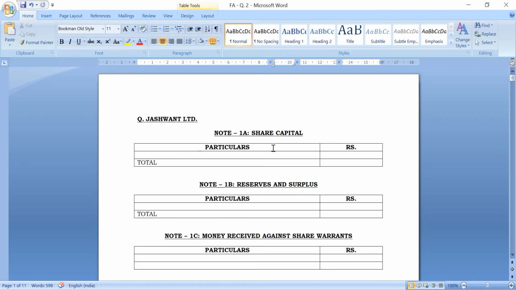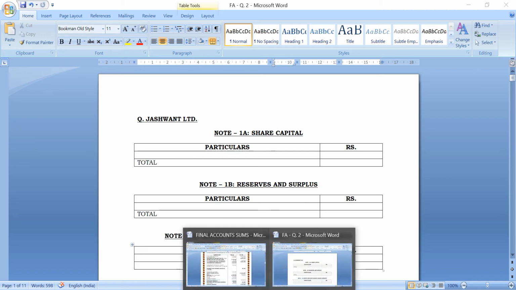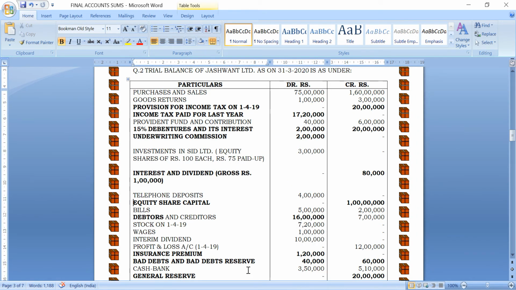Okay, so the notes are ready and now finally we are going to start posting. Yes, we have already written all the note numbers.